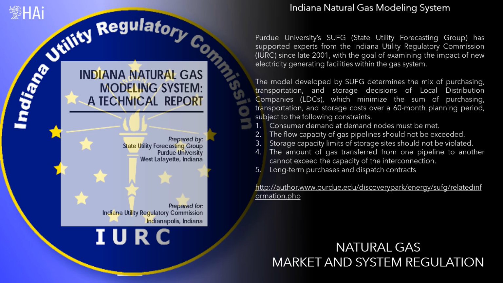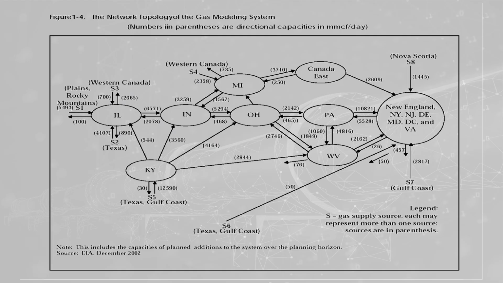Consumer demand at demand nodes must be met. The flow capacity of gas pipelines should not be exceeded. Storage capacity limits of storage sites should not be violated. The amount of gas transferred from one pipeline to another cannot exceed the capacity of the interconnection, and long-term purchases and dispatch contracts. The image presents the network topology of the gas modeling system.